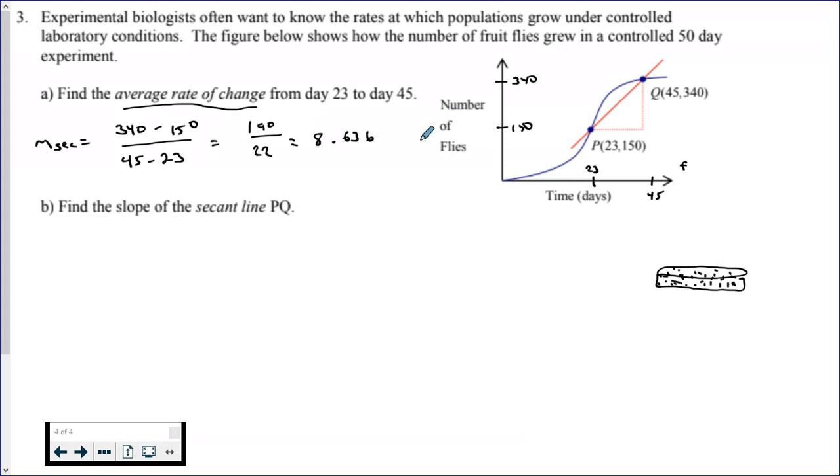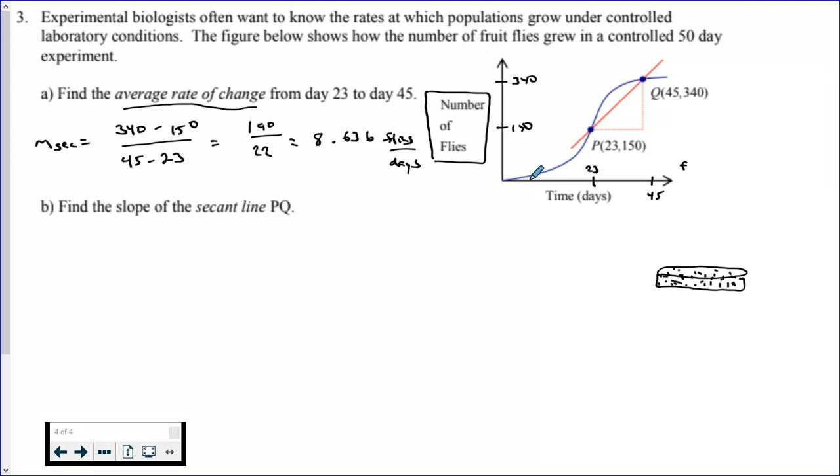And that's going to be your average rate of change. Now, what does that mean, right? So you got to give units to this thing, and it's always going to be y unit per x unit. But now there's meaning to these things, right? The y unit is number of flies. So this is going to mean number of flies per the x unit, or the t unit, is days. So what we're saying is that from day 23 to day 45, on average, right? On average, the number of fruit flies is increasing by about 8.6 flies per day. So for every day, I can expect an increase of about 8 to 9 flies.